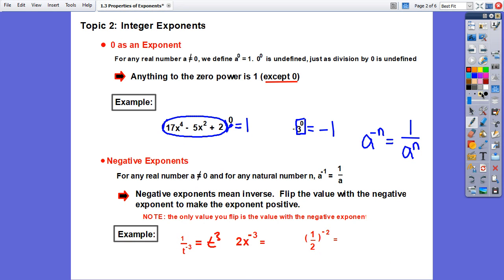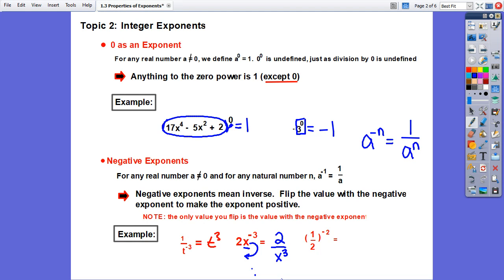The second one will be a great example of that as well. We have 2x to the negative 3, and the question is what has the negative exponent? In this case, just the x. So the 2 doesn't do anything. It stays where it is, but the x gets flipped to the denominator. It means the inverse of x cubed is 1 over x cubed.